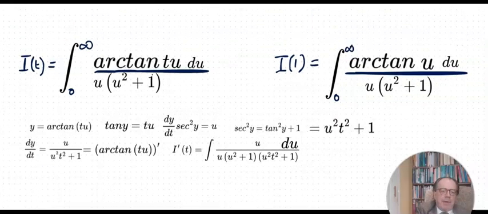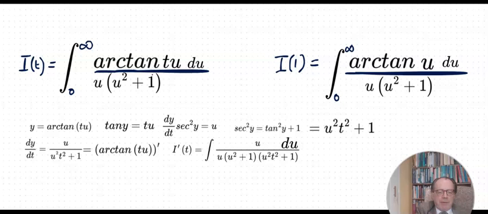And now I complete my partial differentiation of the integral in terms of t. So y equals arctan tu, tan y equals tu, differentiate both sides with respect to t, divide by dt, sec squared y equals u. Sec squared y is tan squared y plus 1, which is u squared t squared plus 1. So divide by dt is u upon u squared t squared plus 1. And that is the derivative of arctan tu.